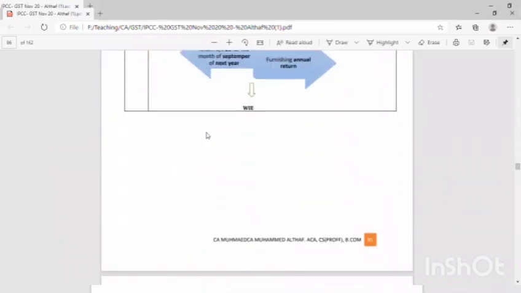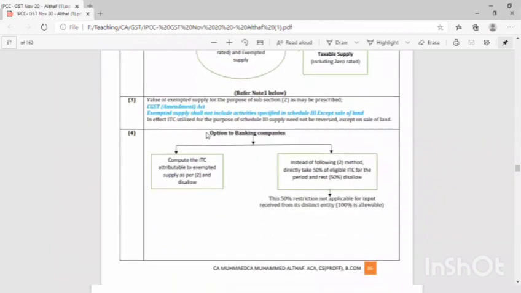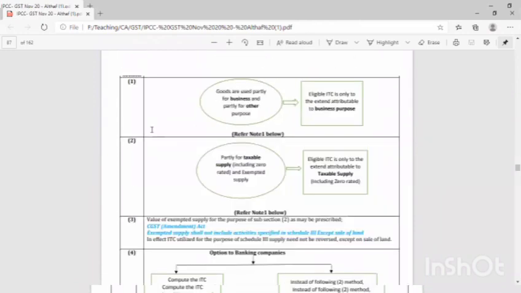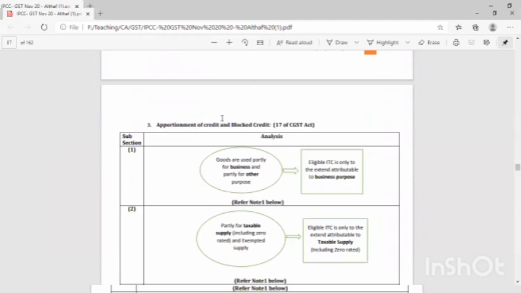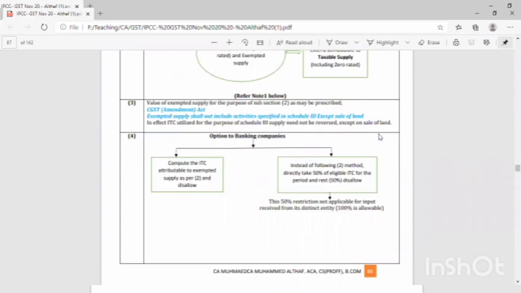Now another amendment has happened in the ITC chapter. Let's see that. This is not a recent amendment, not an amendment that happened for your exam. Section 17 is apportionment of credit and blocked credit. Apportionment means if you purchase an input, pay GST and claim ITC, but that input is used for exempted plus taxable supplies, then you have to apportion, because the GST relating to exempted supply you cannot take. For that purpose, exempted supply does not include a Schedule 3 item except sale of land. That is another thing you have to understand.